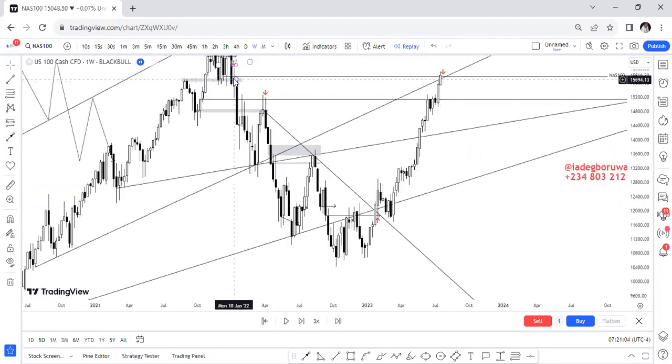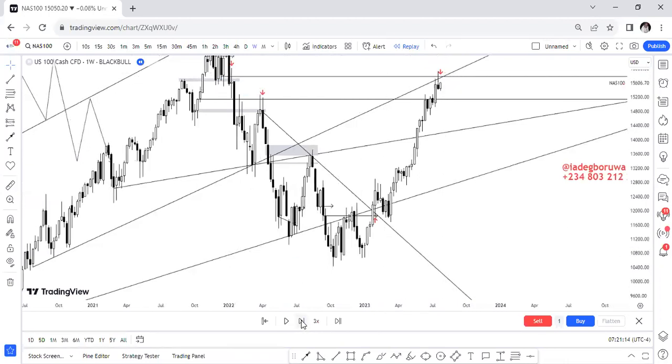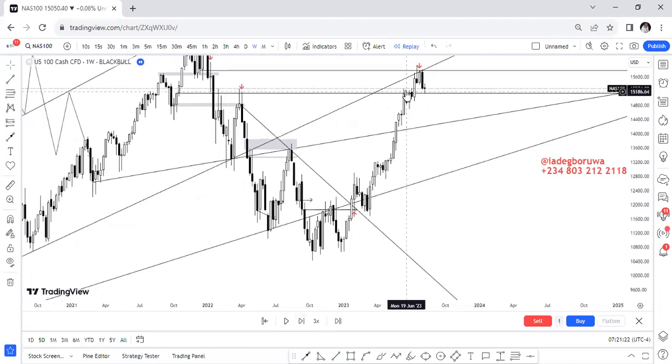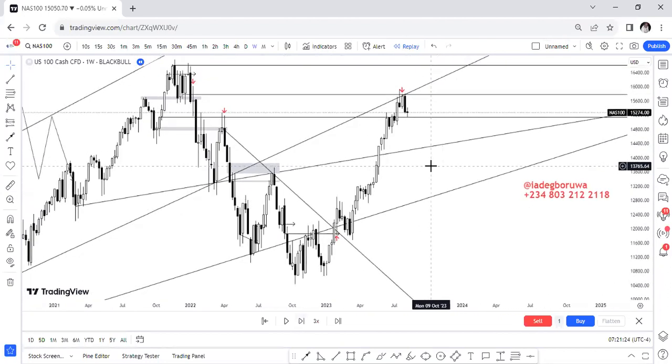It intersects with this SNR, with this SNR breakout here. It intersects, so we're waiting for an engulfing. Once I get my engulfing here at this intersection, you enter another new sell.